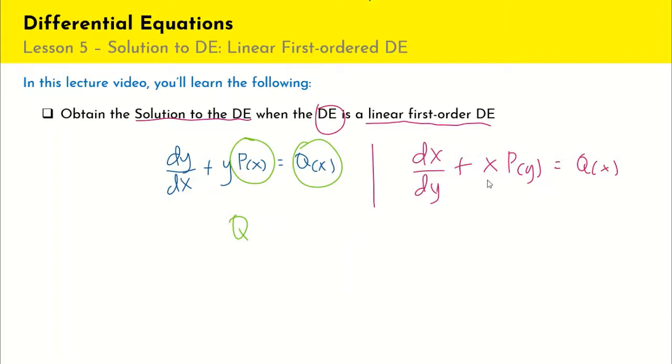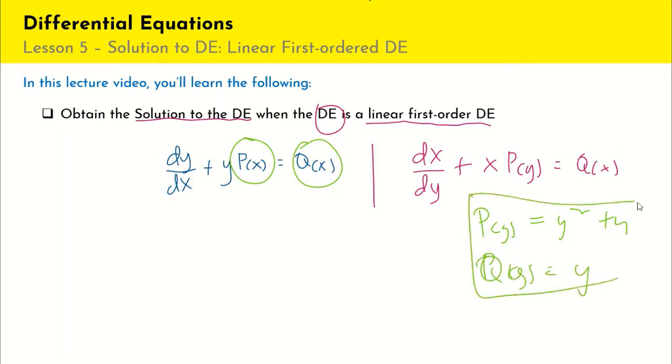Now, for the other one, dx over dy, notice that it is different, because our independent variable is now y, not x. So when we say P(y) and Q(y) here, it's basically the same: any function or any expression that contains the y variable. So, let's try it. How do we use this?